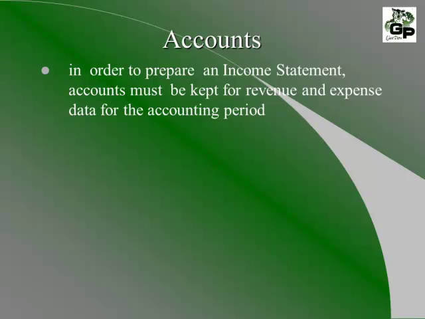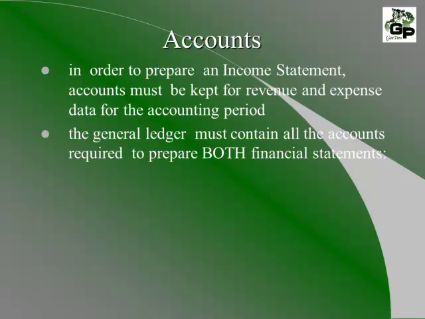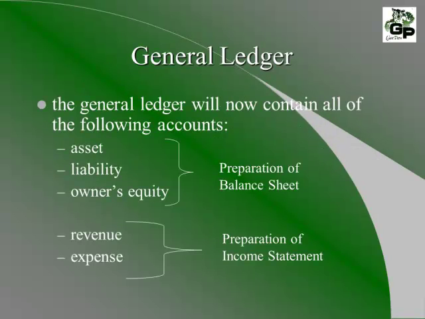Let's take a look at the accounts as we know them right now. In order to prepare an income statement, accounts must be kept for revenue and expense data for the accounting period. The general ledger must contain all the accounts required to prepare both financial statements. Up until now, we've needed asset, liability, and owner's equity accounts in order to do the balance sheet. And now we need revenue and expense accounts to do the income statement.